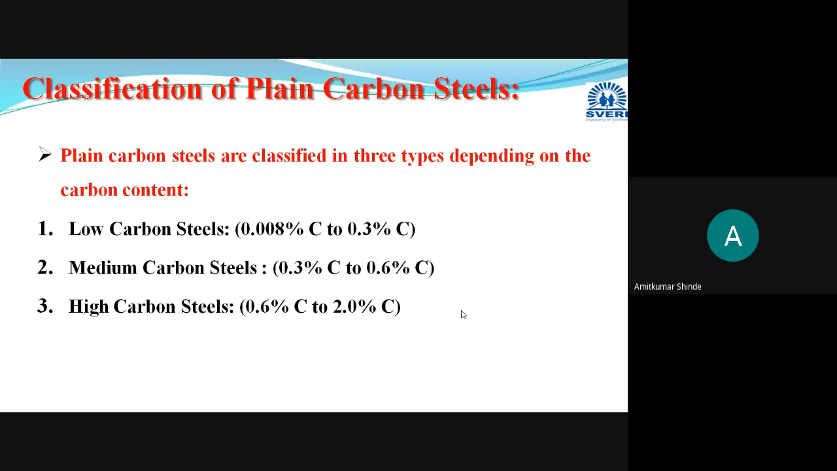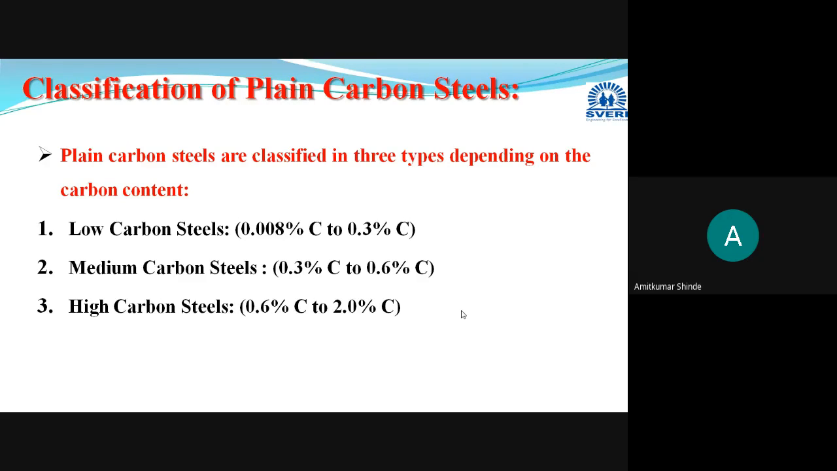Now, how to remember the properties very easily, I will tell you in short. Here only one alloying element is present, that is carbon. Carbon will decide the properties of that particular kind of steel. You have to first understand what the effect of carbon is.